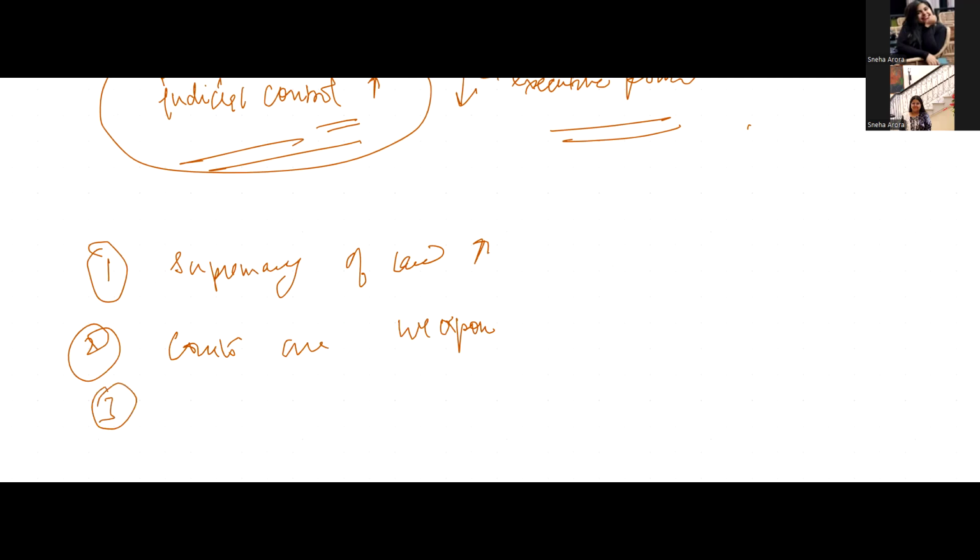Weapon is a negative word. I think we can use instrument. Okay.